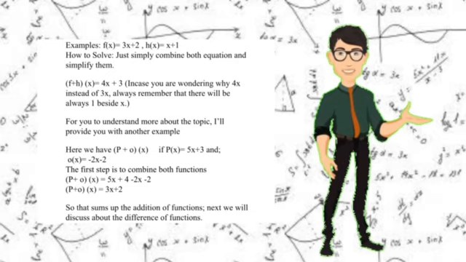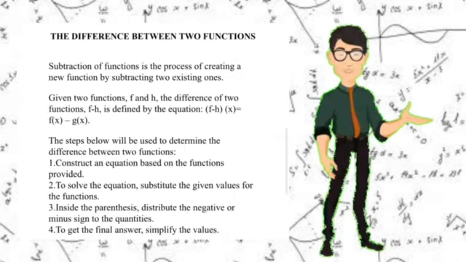Next, we will discuss the difference of functions. The difference between two functions. Subtraction of functions is the process of creating a new function by subtracting two existing ones. Given two functions, f and h, the difference of two functions, f minus h, is defined by the equation (f - h)(x) equals f(x) minus h(x).